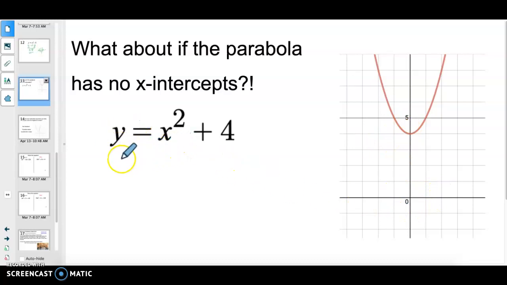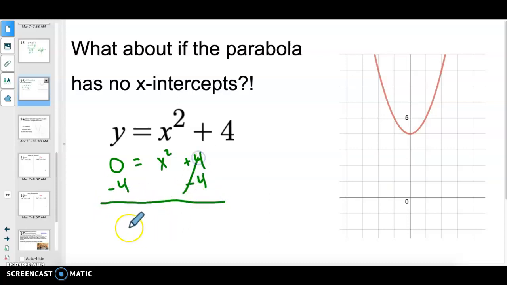In an equation, the way I could tell that is if I plug in 0 for y, and then I subtract 4 on both sides. This is similar to the last one, but a little bit different. We've got negative 4 equals x squared. So when you take the square root, can you take the square root of a negative number? Is any number squared going to equal negative 4? Like negative 2 squared, will that equal negative 4? No, that equals 4.